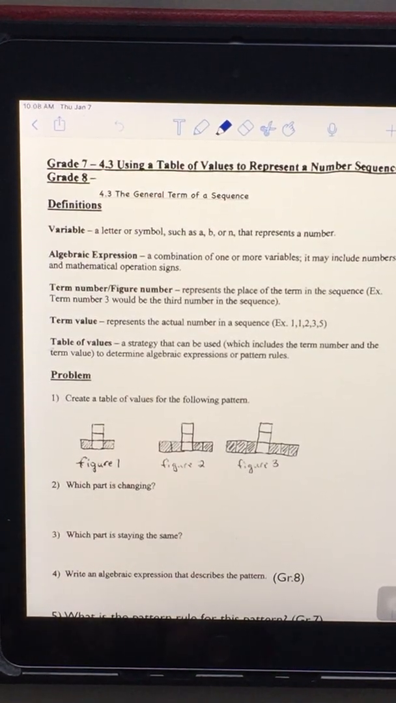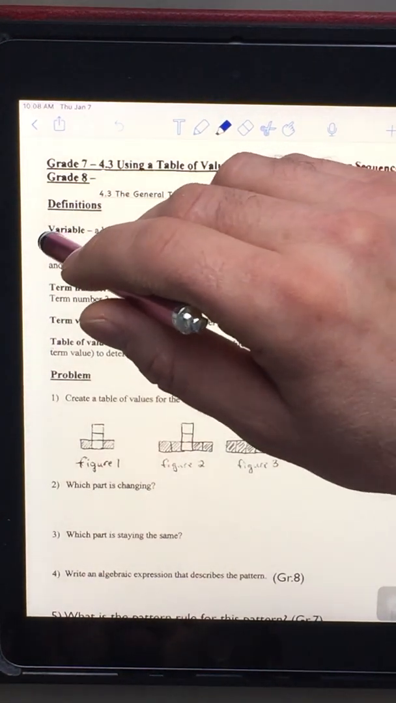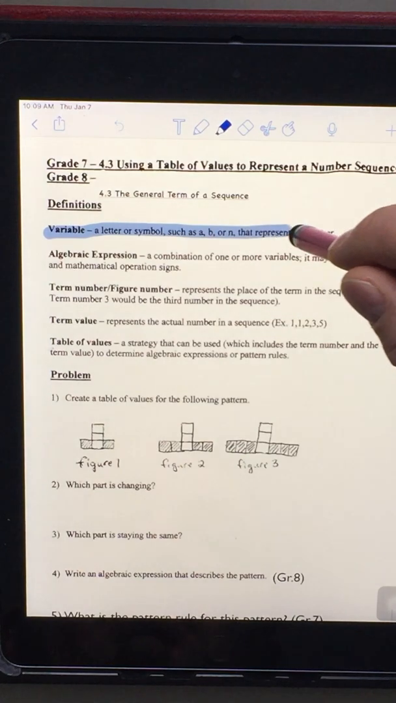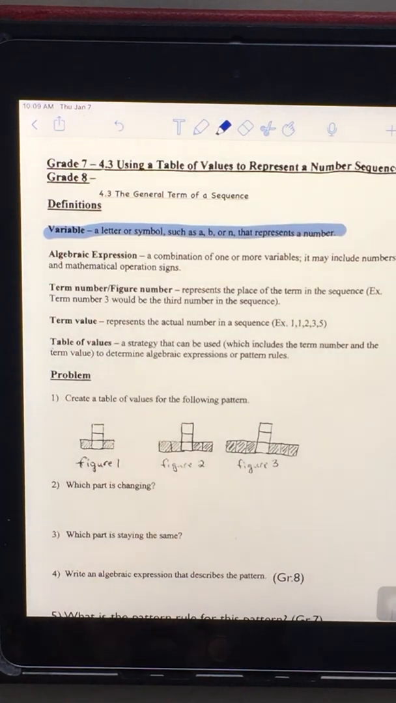So we have a few definitions to highlight today. I'm going to highlight them, but you need to do this in your lesson as well. Make sure you know what these definitions are, because this will be on your mid-chapter quiz. So the first one is a variable. That is a letter or symbol such as A, B, or N that represents a number.